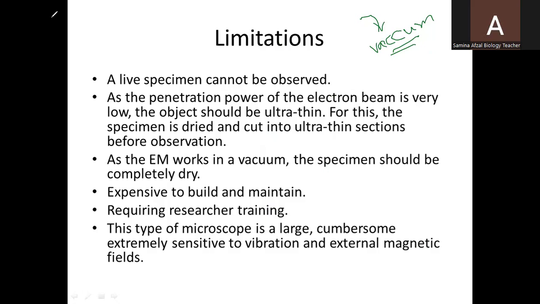As the penetrating power of the electron beam is very low, the object should be ultra thin. So ultra thin sections of the specimens are required to observe them under the microscope. For this purpose, the specimen is dried and cut into ultra thin sections before observation. If they are not ultra thin, if they are not dried, if they are humid or have some water or moisture inside, what will happen? The proper production of the image will not take place. So the specimen should be completely dry.